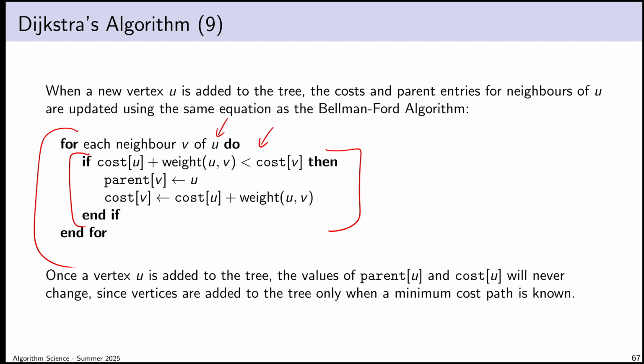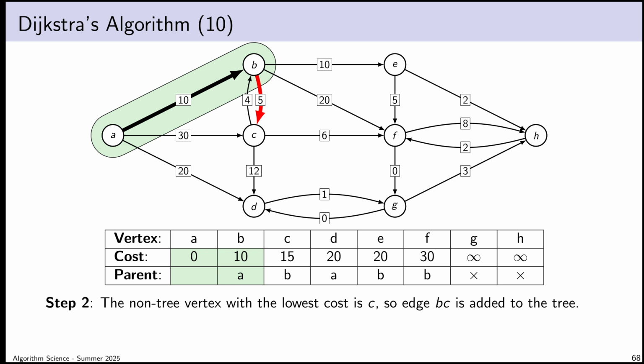and if so, update the table correspondingly. As I mentioned a minute ago, once I've added vertex U to the tree, these two values will never change again, because there will never be a lower cost path than the minimum cost path, and I only update the parent value when I find a lower cost path. I'm going to say this multiple times, because it's really important that we keep this invariant in mind for our proof of correctness. Okay, anyway, where was I?